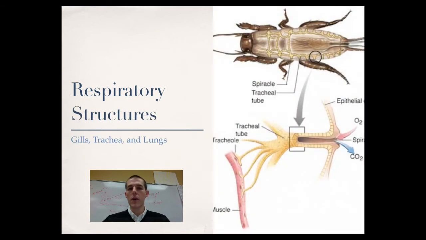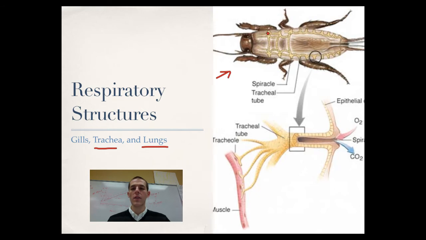Now, depending on the type of organism you are, you're going to have a different strategy for respiration. Vertebrates like us, we have got lungs. We'll talk about those in a second. If you are an insect, you have got tracheae, which is an interesting system. You can see our cockroach right here.